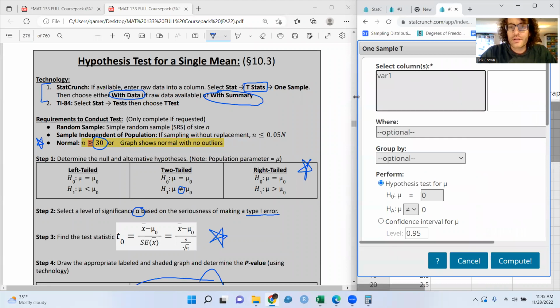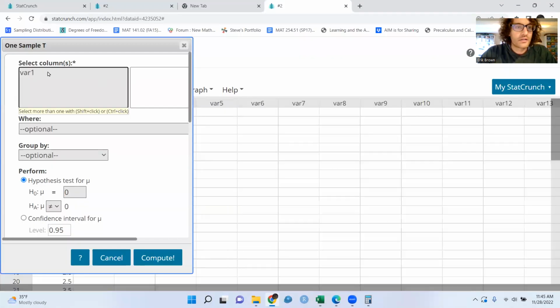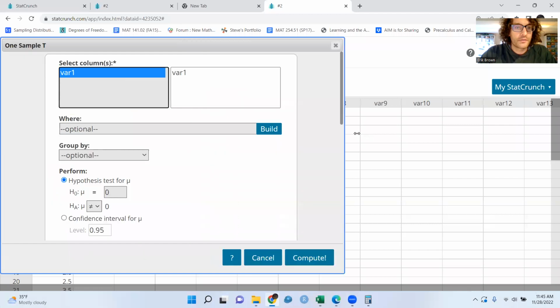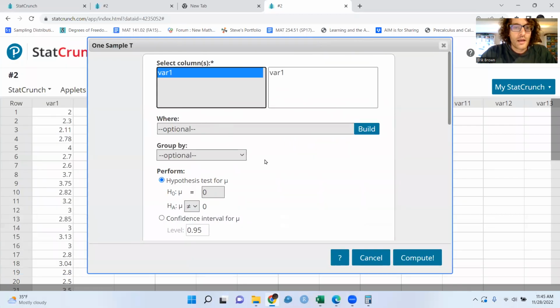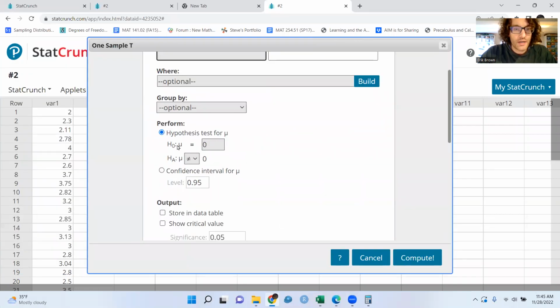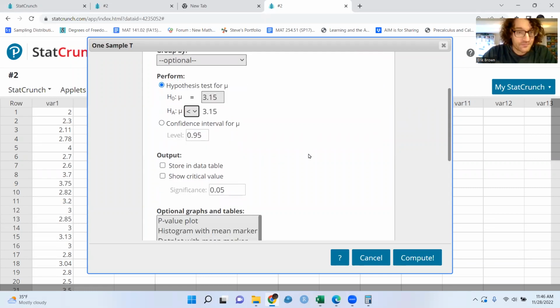When you do it this way, you have to select the column that you're working with first, and then make sure you're doing a hypothesis test. Remember, in chapter 9 we clicked confidence interval. We do use this for confidence intervals, but that was before. Type in our 3.15, of course, we put in our less than, and that's all we need. That's it.